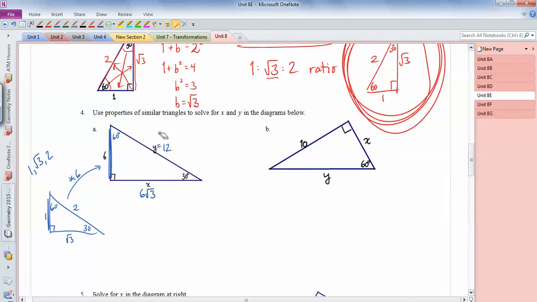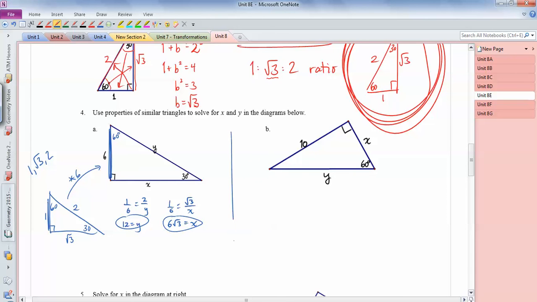Now, if you don't like that, you can set up proportions too. You can say, oh, 1 goes with 6 the same way that 2 goes with y, and then you can cross multiply and get 12 is y. And you can say, oh, 1 goes with 6 the same way that root 3 goes with x, and you get 6 root 3 equals x, and then you're done.